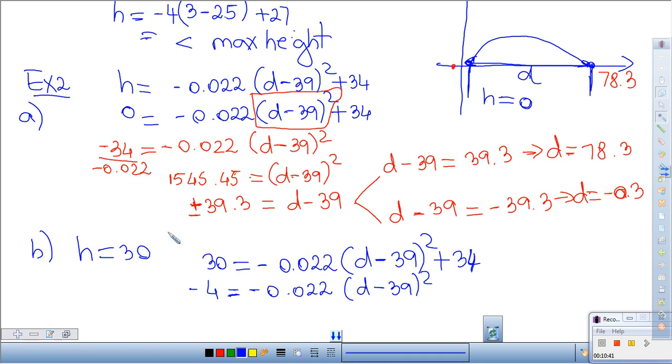Now what I want you to remember is that when I look at the bridge, the height of 30 meters will happen over here, because I know the maximum height is 34, so that is 30 meters. I'm going to draw a line. I will have two distances that I can take a look at. So whenever the height is 30 meters, the first distance will be over here. So I'm going to find the first distance. And the second distance will be over here, from the beginning of the bridge all the way to that second point. So you will find two distances that correspond to that height of 30 meters.